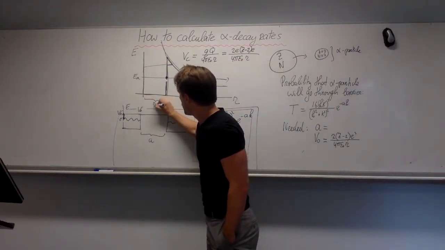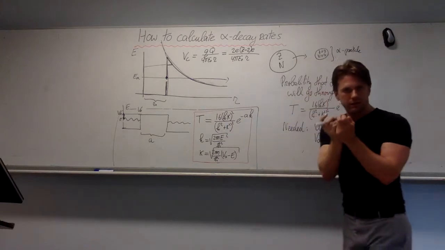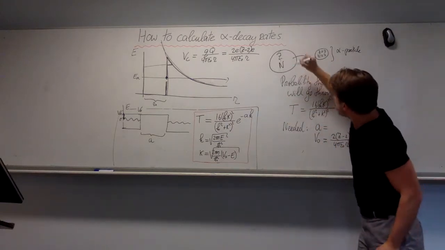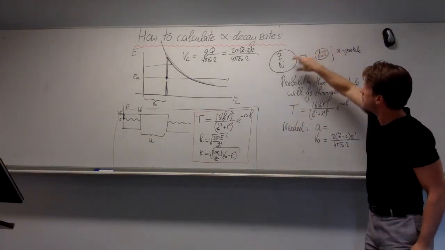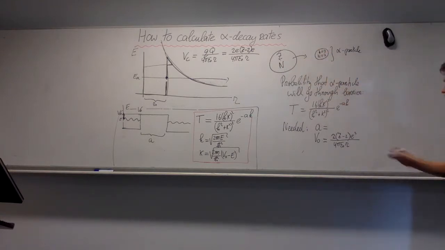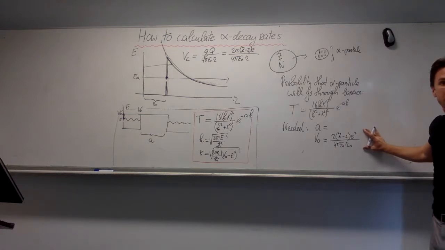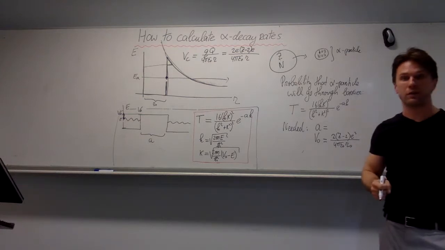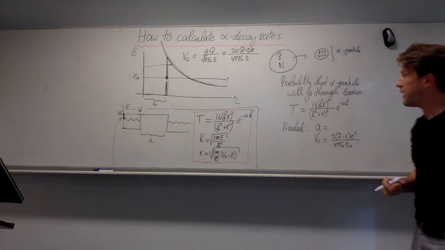Let's call it r0. The distance between that one and that one at the moment that the alpha particle is just about to leave the nucleus. It's called r0. So we almost have the expression for the height of the barrier. It's just that we don't know the value for r0 yet. But that's not that difficult to find.